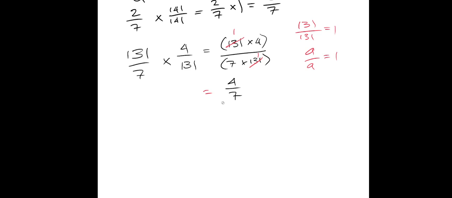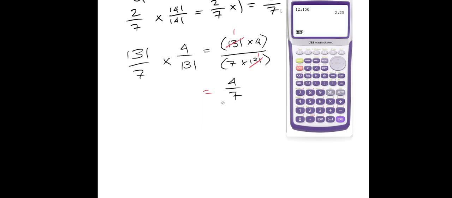Let's do it on the calculator just to prove that that's the case. All clear. So 131 over 7, and that's fine if the numerator is greater than the denominator. It's strictly a bit of a mistake, but that's fine in our case. For 4 over 131, 4 over 7. Like magic. The decimal equivalent is a nasty number. 4 over 7, the 131s cancel.